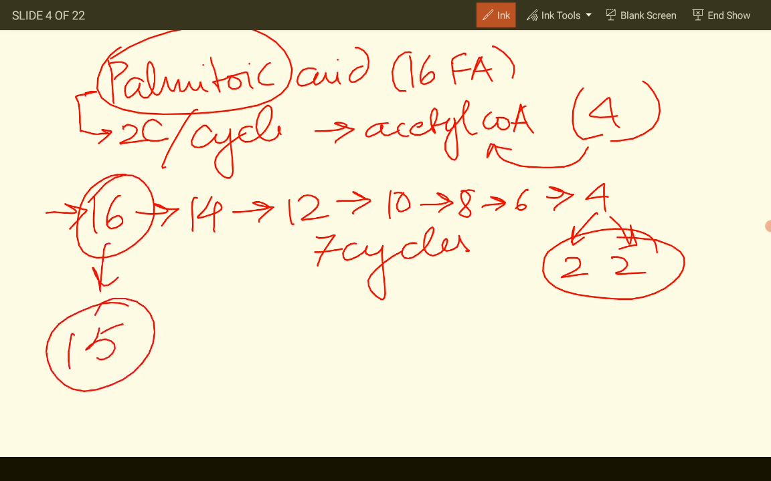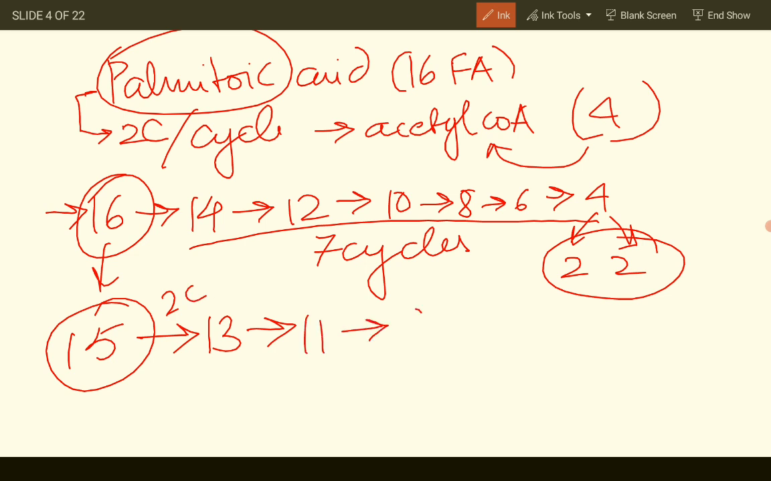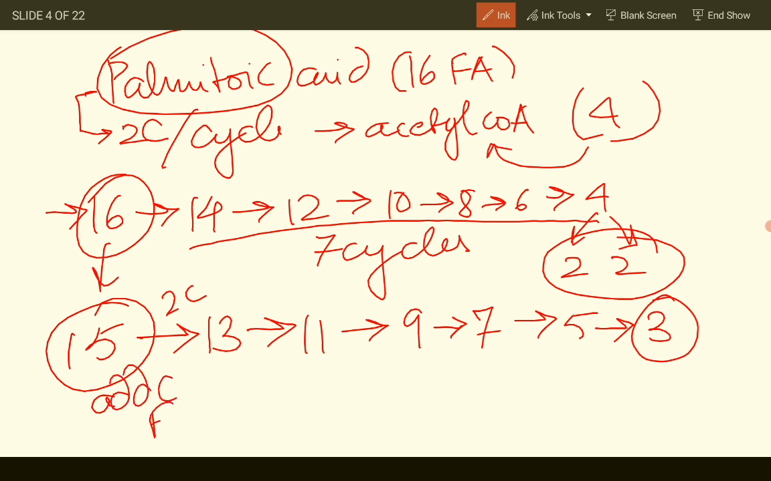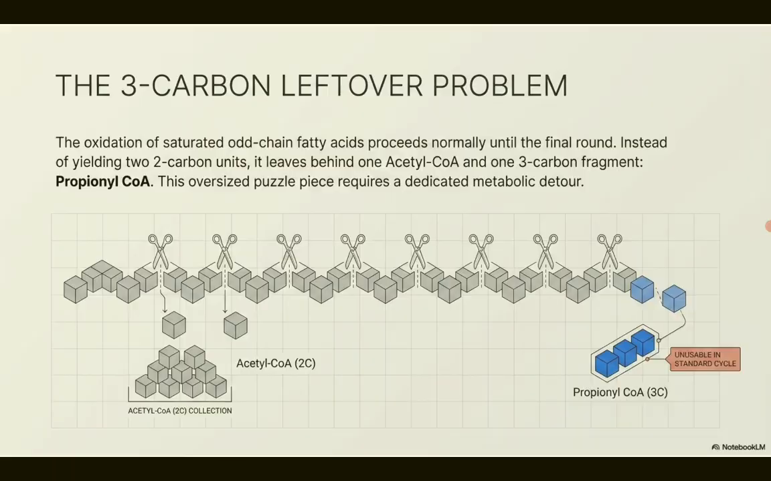What will happen then? As you can see, the first steps will follow the same procedure, but instead of 14, there will be 13 carbons left. After 2 carbons are removed, 13 are left, then 11, then 9, then 7, then 5, then 3. So at the end, in an odd number of carbon fatty acid chain, 3 carbons are left. We are going to talk about how to solve this problem.